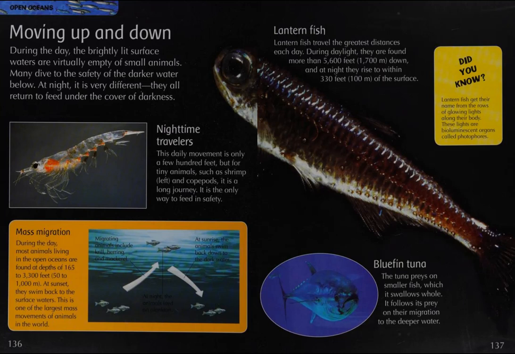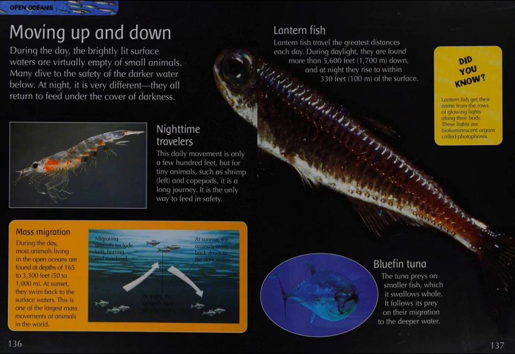Mass migration. During the day, most animals living in the open oceans are found at depths of 165 to 3,300 feet, 50 to 1,000 meters. At sunset, they swim back to the surface waters. This is one of the largest mass movements of animals in the world. Migrating animals include krill, herring, and mackerel. At night, the animals feed on plankton. At sunrise, the animals swim back down to the dark water.